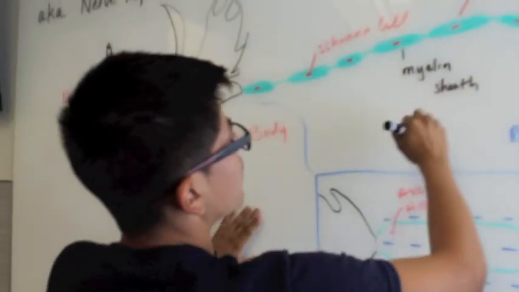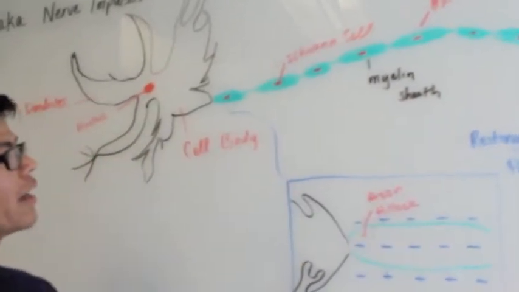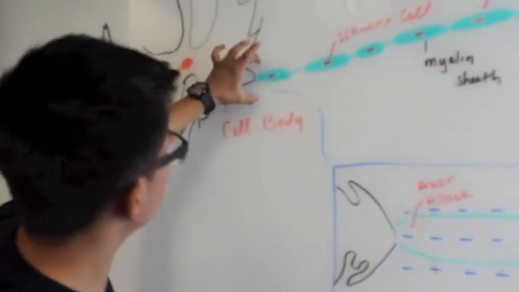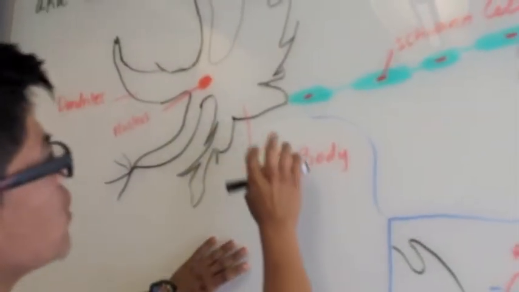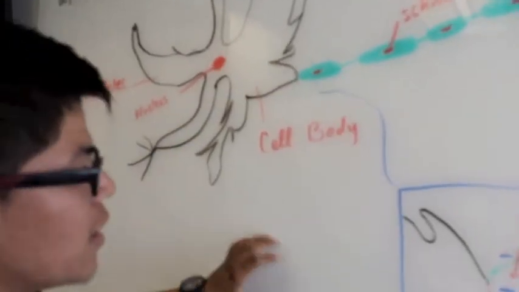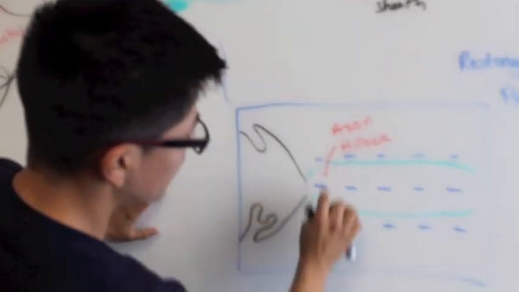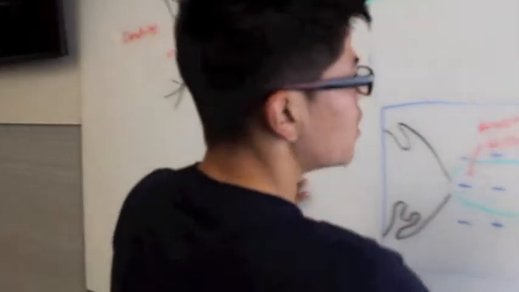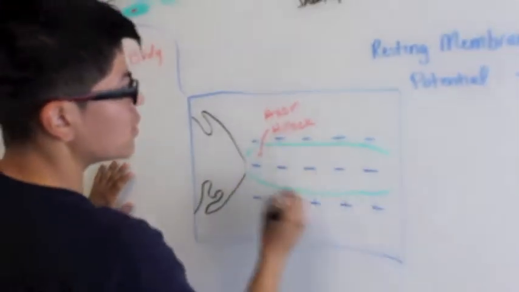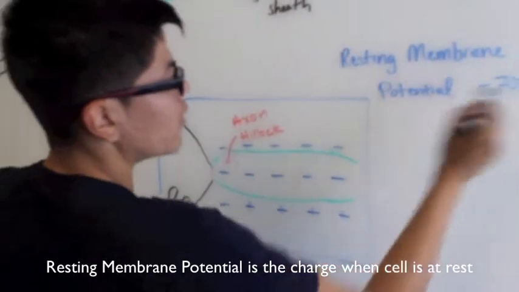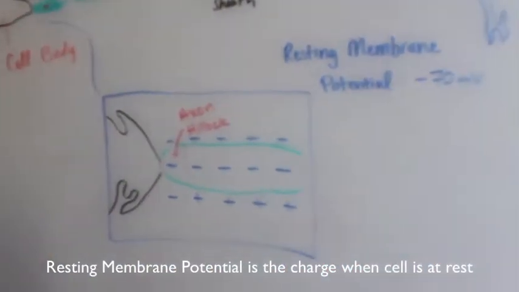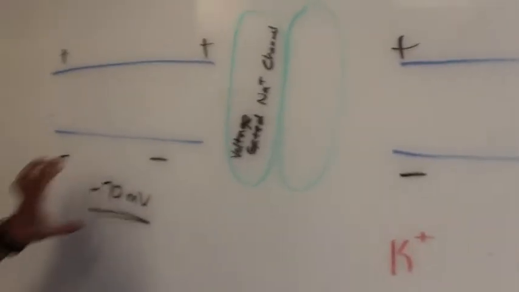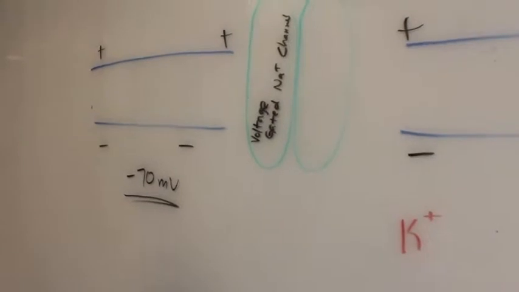It is covered by a fatty layer called the myelin sheath, and it serves to protect and electrically insulate the axon. Now this part right here, where the cell body and the axon connect, there's this area called the axon hillock. That is where an action potential starts. The resting membrane potential of the axon is negative 70 millivolts. So before an action potential begins, the resting membrane potential is negative 70 millivolts.